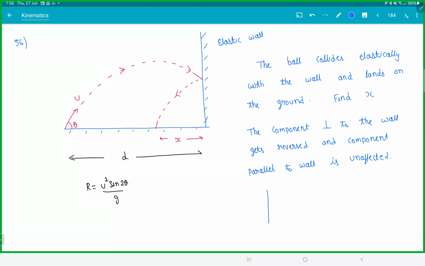Meaning, think of it like this. Suppose you have a wall, and a ball is coming like this, 5 meters per second, and let's say this is 10 meters per second. So this is before collision.